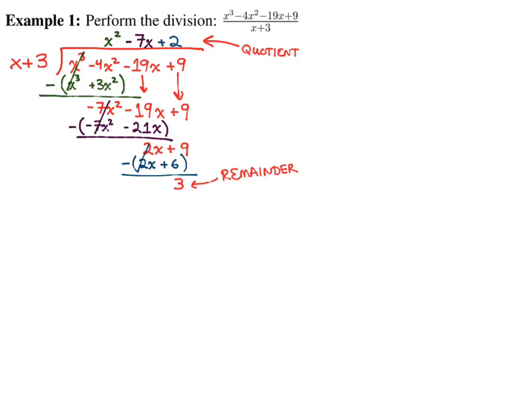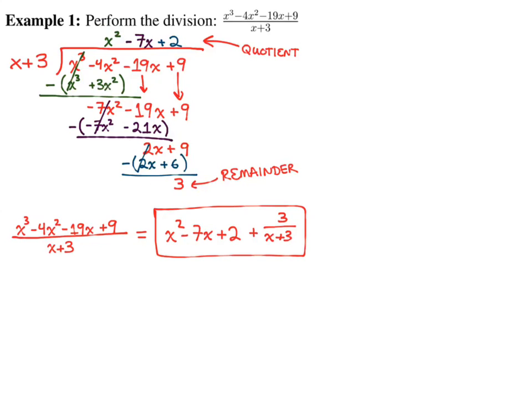So this whole huge construction I made that looks like an inverted triangle, that's the work. The original problem, which I'm just rewriting: x cubed minus 4x squared minus 19x plus 9 divided by x plus 3 equals, in our answer, our quotient part is x squared minus 7x plus 2, and the remainder part, which is 3, which hasn't been divided by x plus 3 yet. So the remainder part needs to still be divided by the divisor. That's the first one. I've got a few more because they're all just slightly different, and it's so confusing at first.